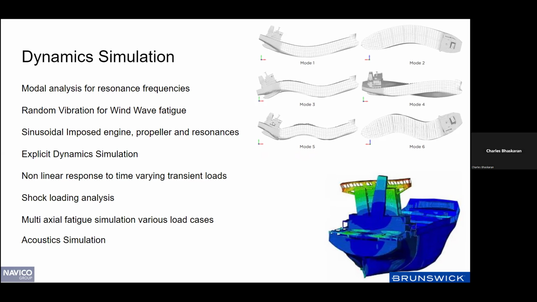So imagine on mode five, you have a product which is sitting on top of that hull. It's going to see a lot more vibration when that natural frequency of the vehicle is excited. Mode six is the higher order mode of mode two. So this is just an idea of the kind of analyses we can do. We call it linear dynamics, modal analysis. And the modal analysis can actually show us the natural frequencies.